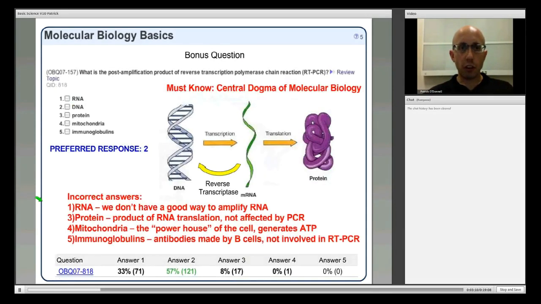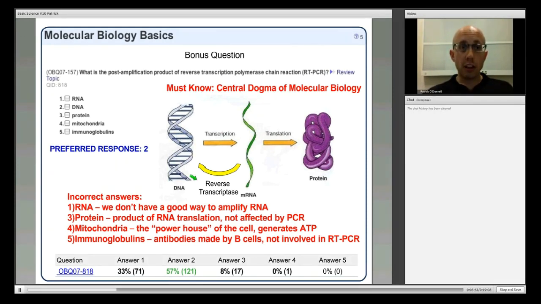So looking at the question, what is the post-amplification product of reverse transcriptase polymerase chain reaction? Well, the correct answer is 2. It's DNA. Only 57% of you got this correct. One way to think about this is remember your central dogma of molecular biology. DNA goes to RNA via the process of transcription. RNA goes to protein via the process of translation. So remember, script, the C comes before L in the alphabet. So transcription comes before translation. Reverse transcriptase takes the RNA back to DNA.